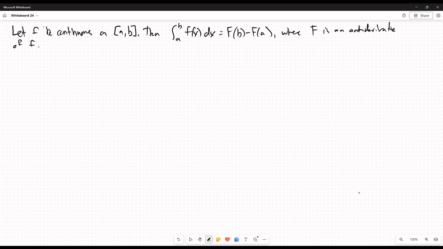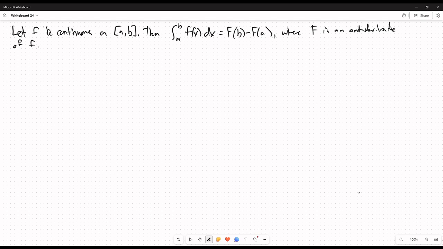Now we're going to prove the second half of the fundamental theorem of calculus. Let f be continuous on the closed interval [a, b]. Then the integral from a to b of f of x dx equals the antiderivative evaluated at b minus the antiderivative evaluated at a. We can prove this pretty much just using the first half of the fundamental theorem of calculus and some basic integral properties.